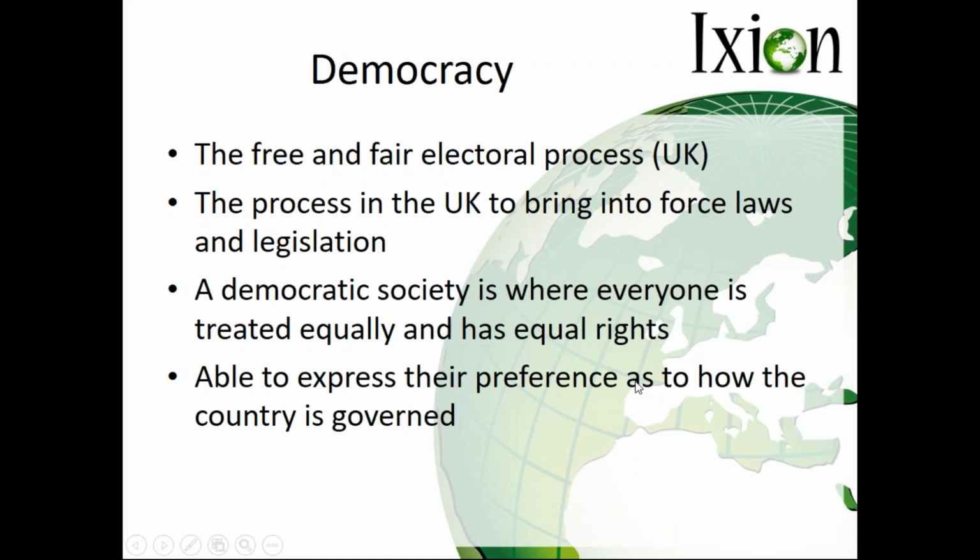So the following few slides just describe what each British value actually means in basic simple language. So democracy: free and fair electoral process in the UK, the process in the UK to bring into force laws and legislation. So basically a democratic society is where everyone is treated equally and has equal rights, and able to express their preference as to how the country is governed.